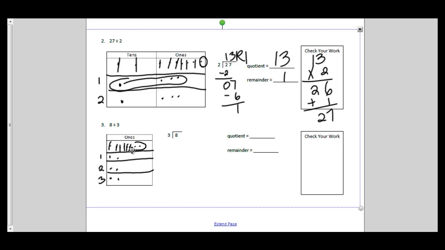6, and then I've got 2 left over, but I've got 3 groups, so I can't make any more groups. So here's my quotient. My quotient is 2, and I have a remainder of 2. So I put 8 into 3 groups, and I had 2 in each group.